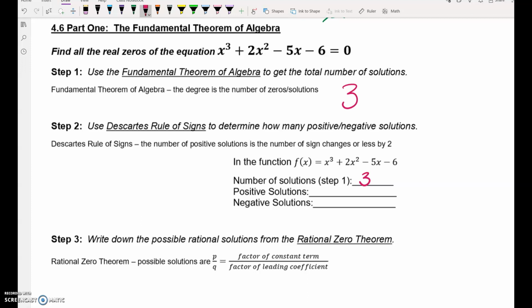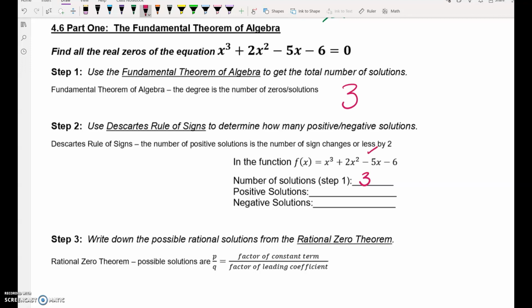Sign changes means anytime that these terms switch from positive to negative or from negative to positive is a sign change. So as you read this function from left to right, our first term is x cubed, that's positive. The next term is positive 2x squared, that's not a change. The next term is negative 5x, that's our first sign change. So I'm going to put a little check mark right here, that's our first sign change.